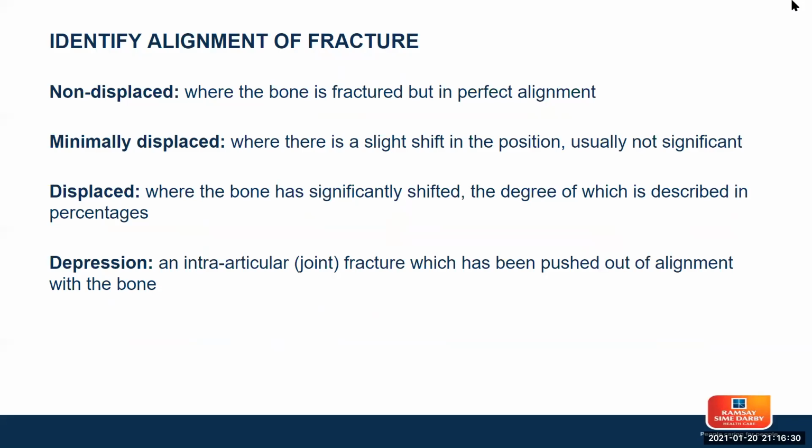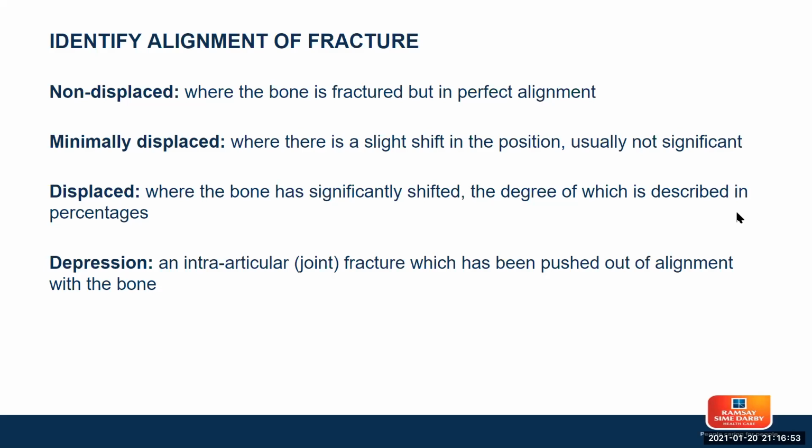The next thing to look for is the alignment. Very simply, is it displaced or is it not displaced? That would be the easiest. An undisplaced fracture means there's a fracture line, but both the fragments are perfectly aligned to each other. That's undisplaced or non-displaced. Minimally displaced is when there's a slight shift in the position. Completely displaced is a different story altogether.